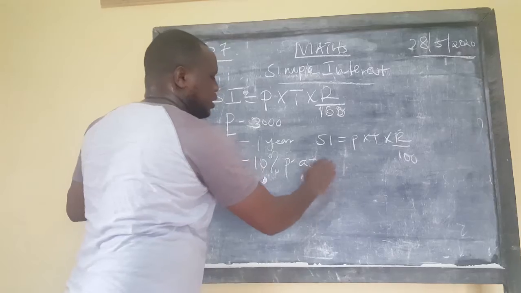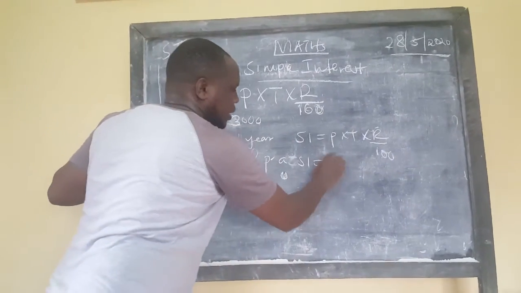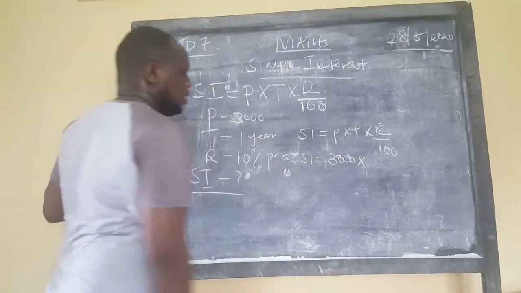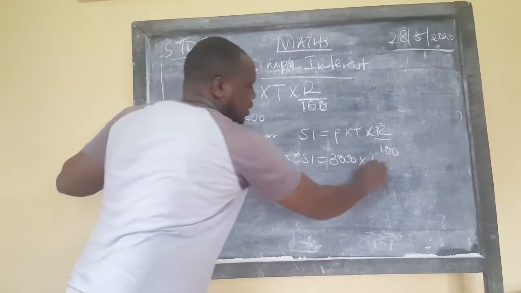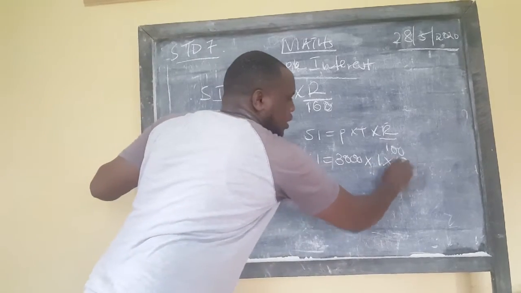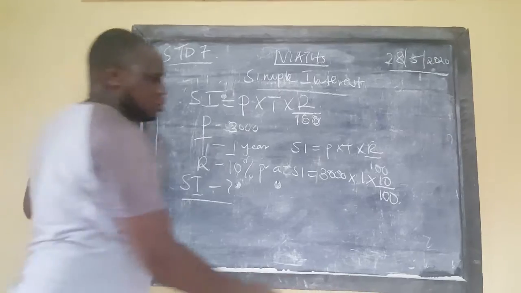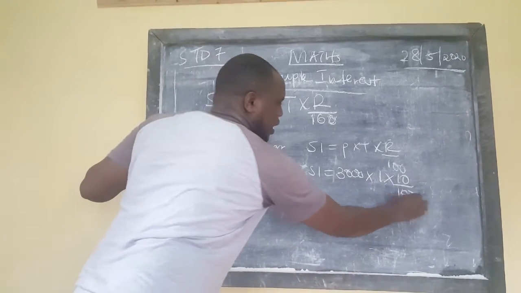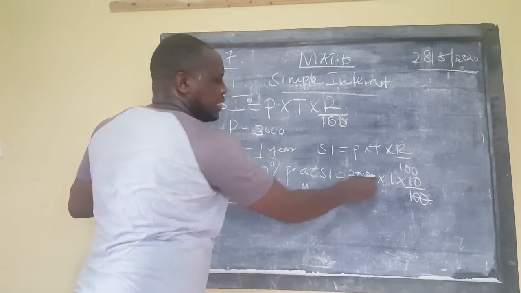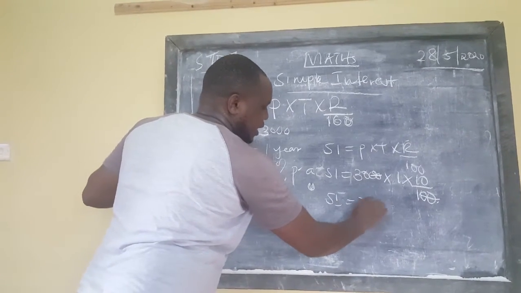So the simple interest will be the principal. What is the principal? 3,000 times, what is the time? 1 year, times the rate 10 over 100. So you want to get the total simple interest. These two will cancel. We remain with 30 times 10. So the total simple interest is only 300 shillings.